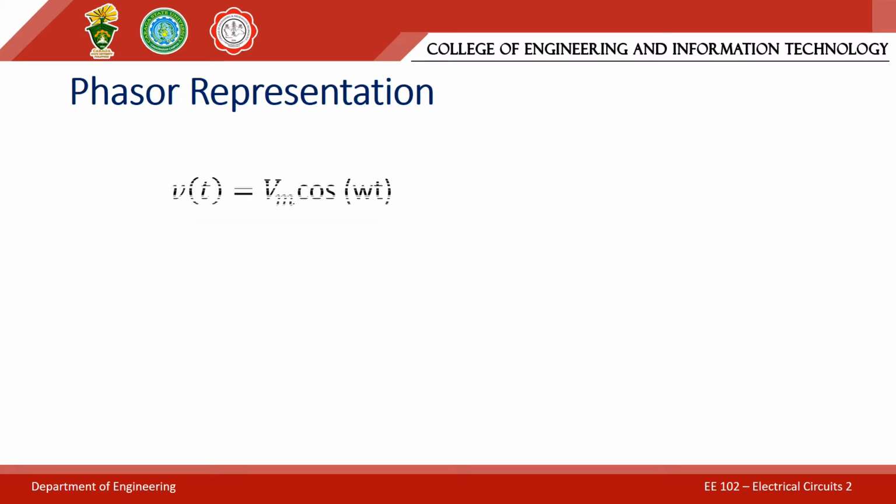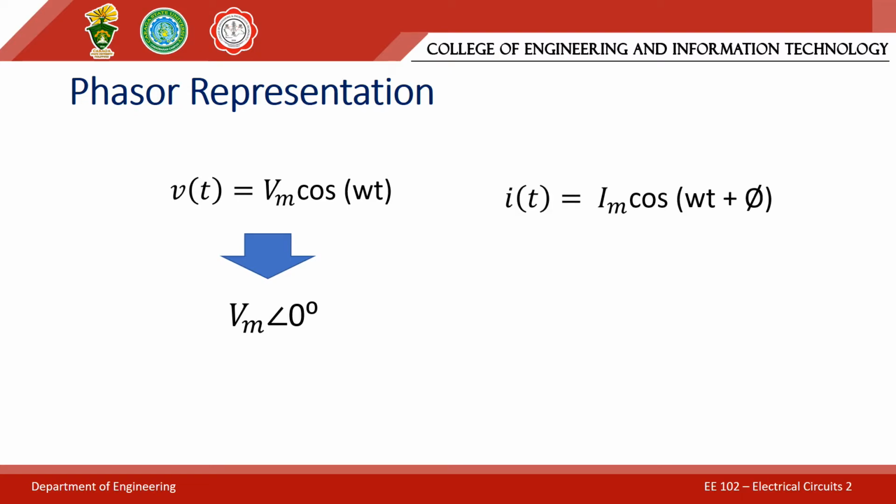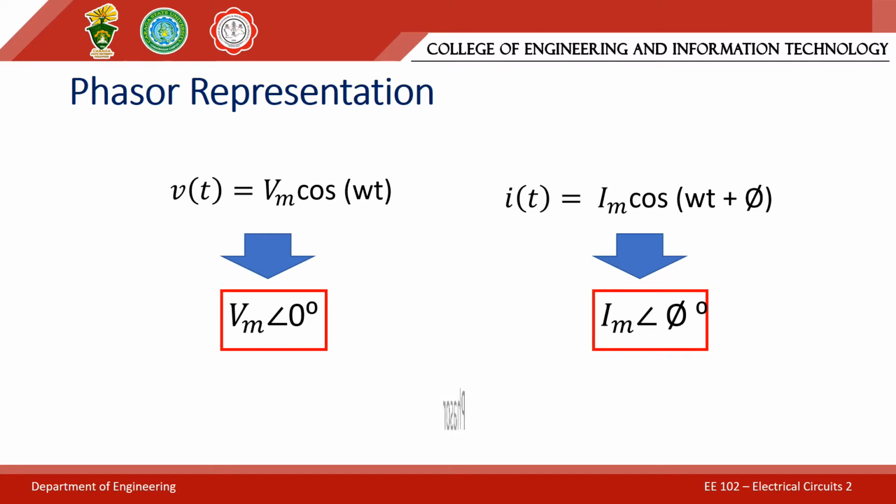Say we have a voltage equation v(t) is equal to Vm cosine omega t. We can then write it in this form, Vm angle 0 degrees. Moreover, if we have an equation i(t) is equal to Im cosine(omega t plus phi), this will become Im angle phi. This complex representation is then called phasor.